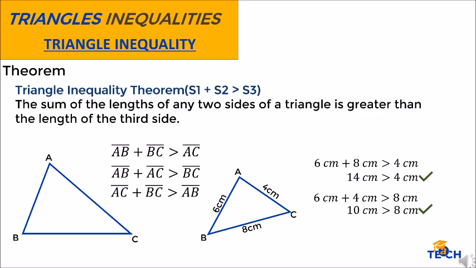Let's proceed. 4 cm plus 8 cm is equal to 12 cm. 12 cm is greater than 6 cm. So this is how our triangle inequality theorem works. Let us go to the second theorem.